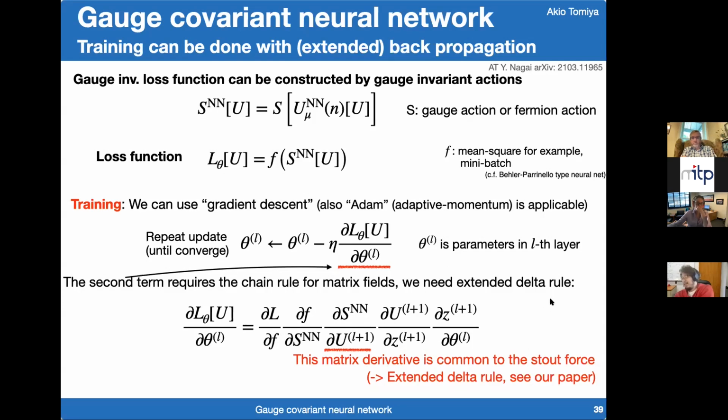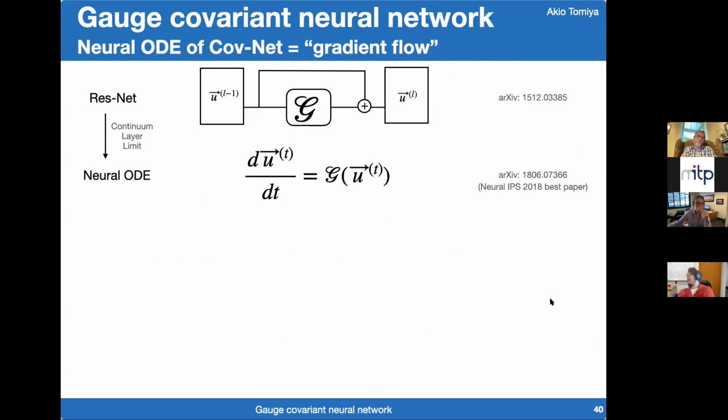I put every derivation in the paper. And I explained another thing in our paper, the relation to the neural ODE. This is the most famous neural network architecture, the so-called ResNet. This ResNet has a special connection, the so-called skip connection. This is an input vector, and one copy is input to another neural network G, and the other is added to the output of this G. And then we get the next one. This is 2015.